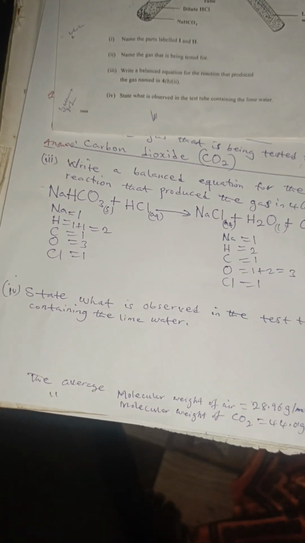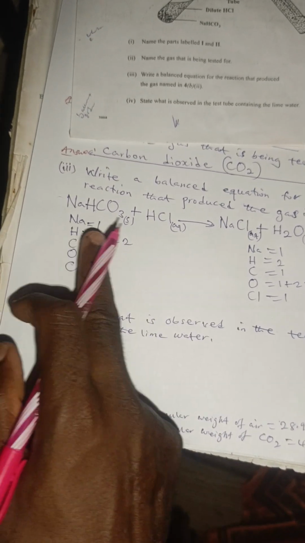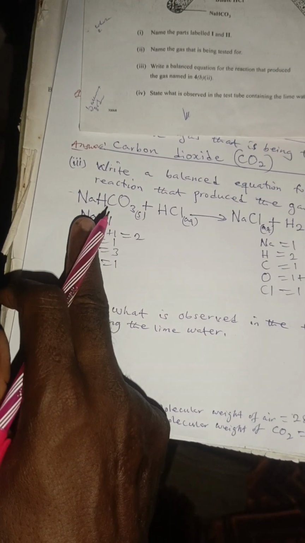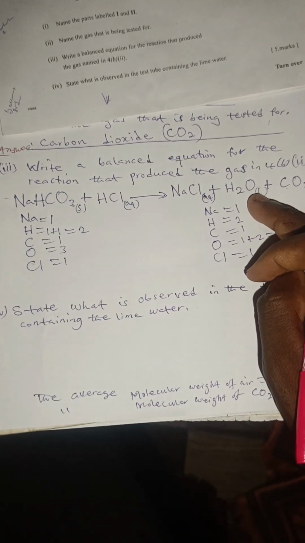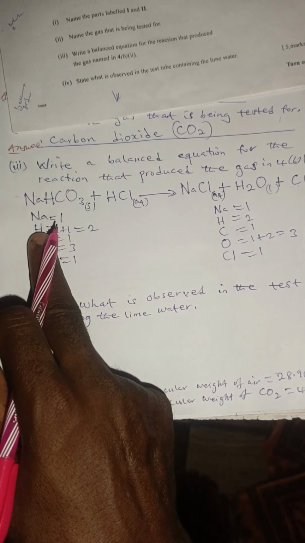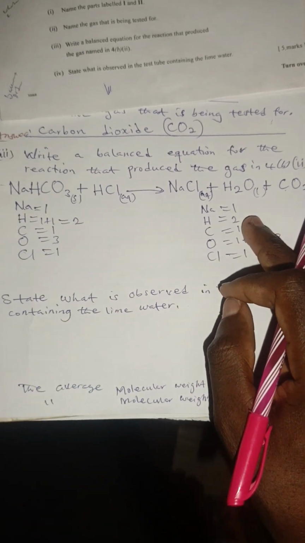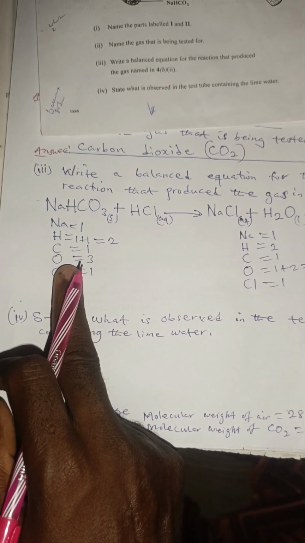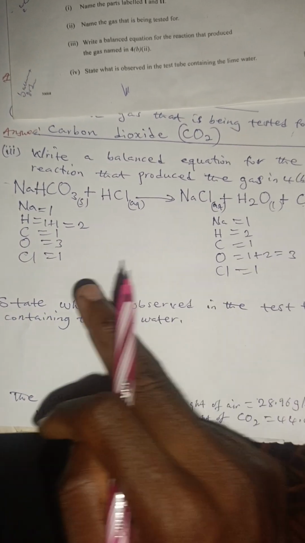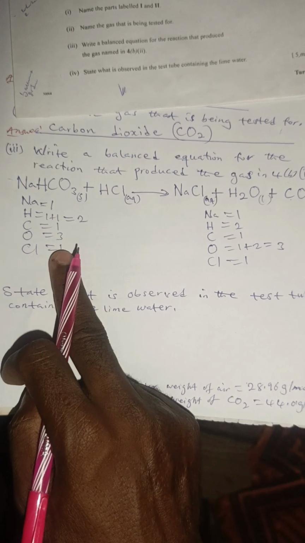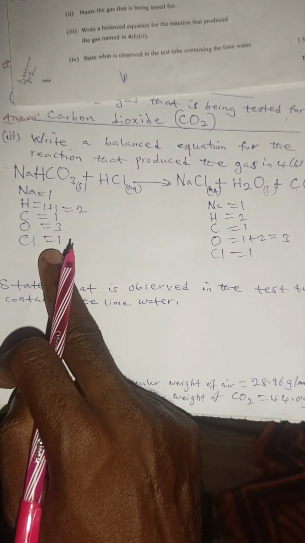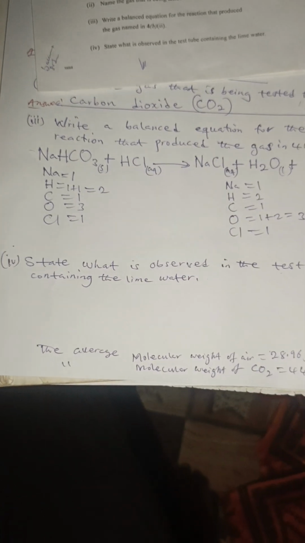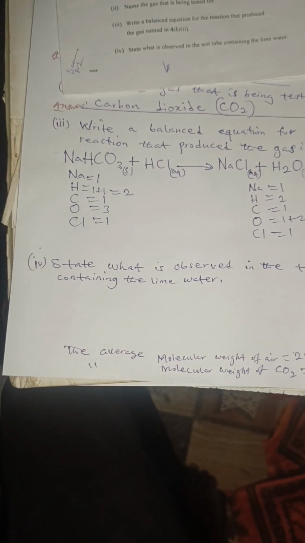Now let us check whether all the atoms that we have for each element on this side, we have the same thing. So sodium is 1, sodium is 1, so sodium is balanced. Hydrogen 2, hydrogen 2, it is also balanced. Then we have carbon 1, carbon 1, oxygen 3, oxygen 3, chlorine 1, chlorine 1. So the equation is already balanced. They asked us for a balanced chemical equation.